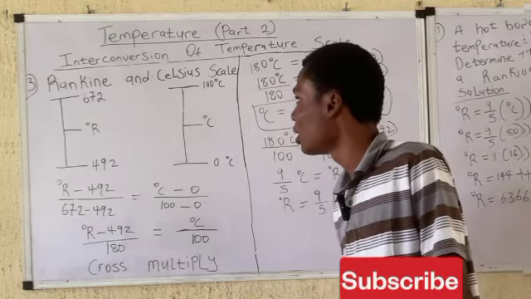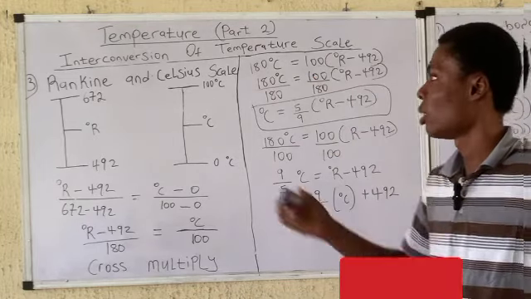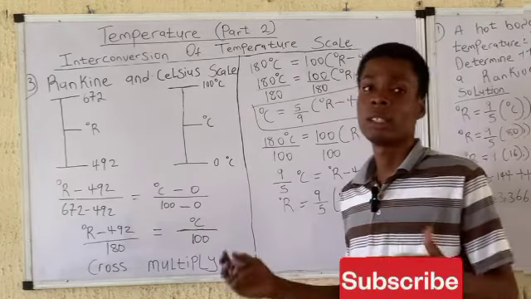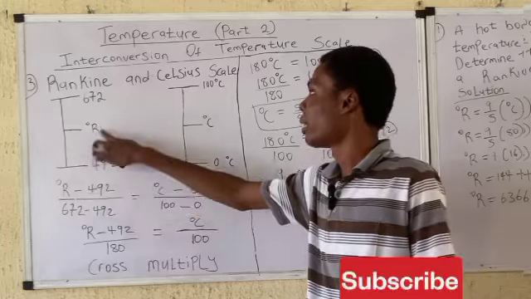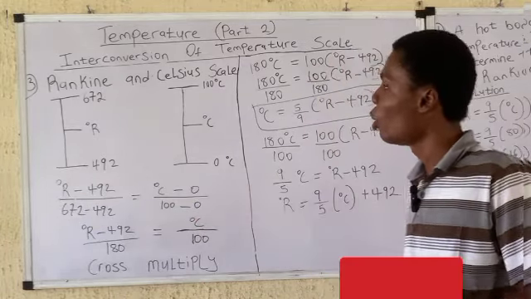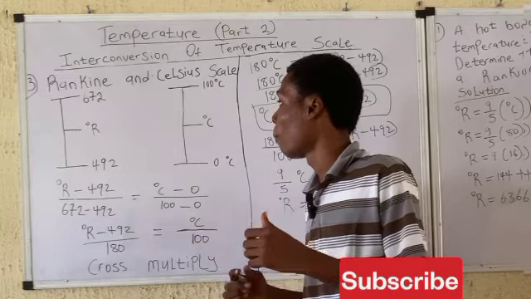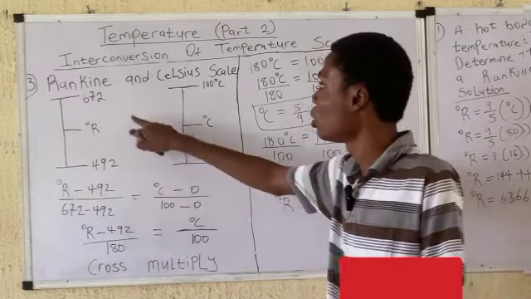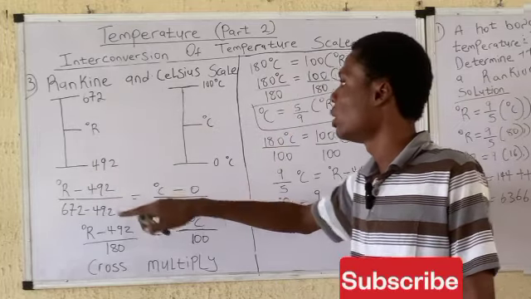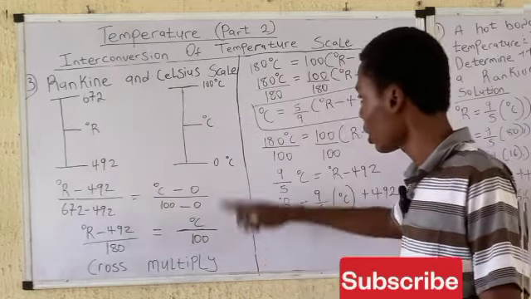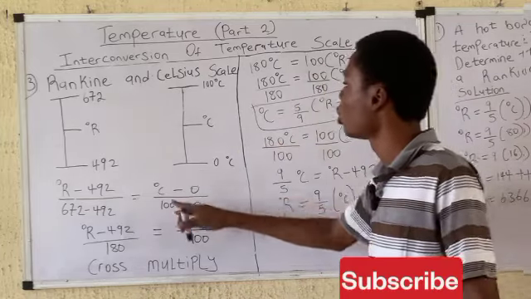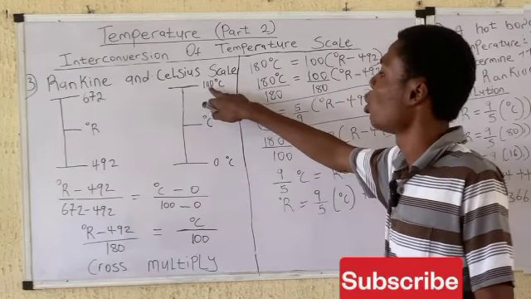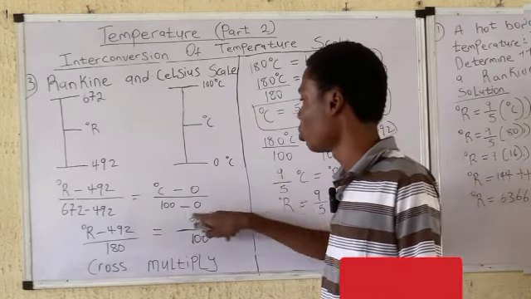Now, we move to the third interconversion of temperature scale, which is the Rankine and Celsius scale. Still using our interpolation rule, we have our Rankine minus 492, which is the lower fixed point, divided by our higher fixed point, which is 672, minus 492, which we have here. Now we move to the Celsius scale, our Celsius minus 0, which is the lower fixed point, divided by our higher fixed point, which is 100, minus our lower fixed point, which we have here.